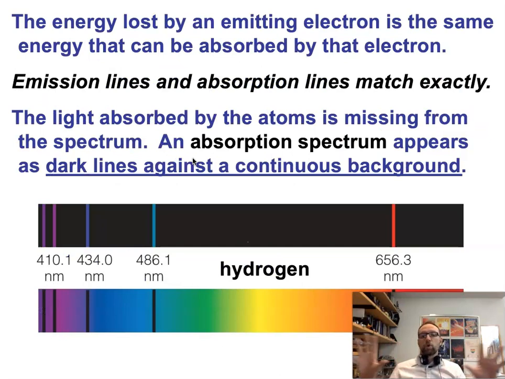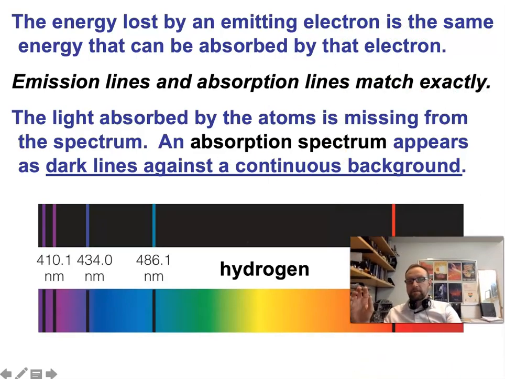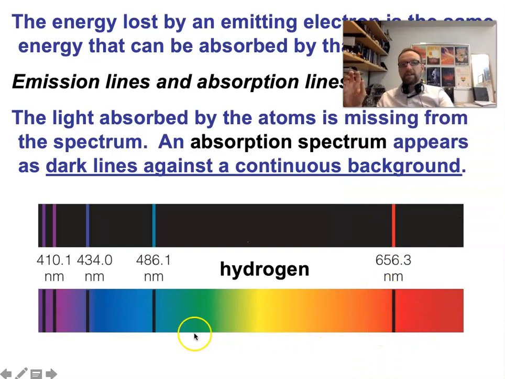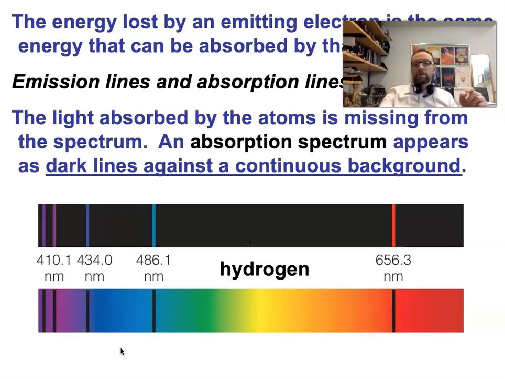If I take a cold cloud of hydrogen, and if I take all the colors of the rainbow, and if I shine a perfect black body spectrum into this cold cloud, that cold cloud of hydrogen is going to absorb light. But it's only going to absorb this red wavelength, this blue wavelength, and these 3 violet wavelengths, and that's it.